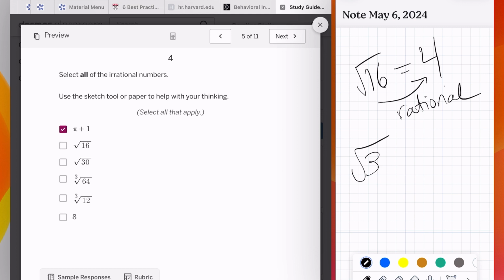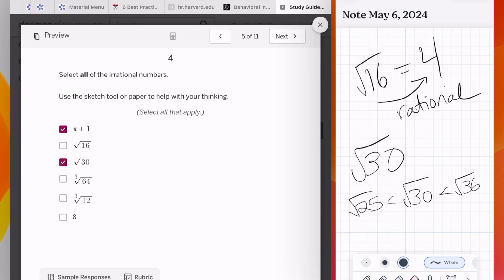The square root of 30, however, that is not rational. The square root of 30 is not a perfect square. It falls in between the square root of 25 and the square root of 36. So it's about 5 point something, about 5.5. But that is going to be irrational. So when we have those roots of our non-perfect squares.